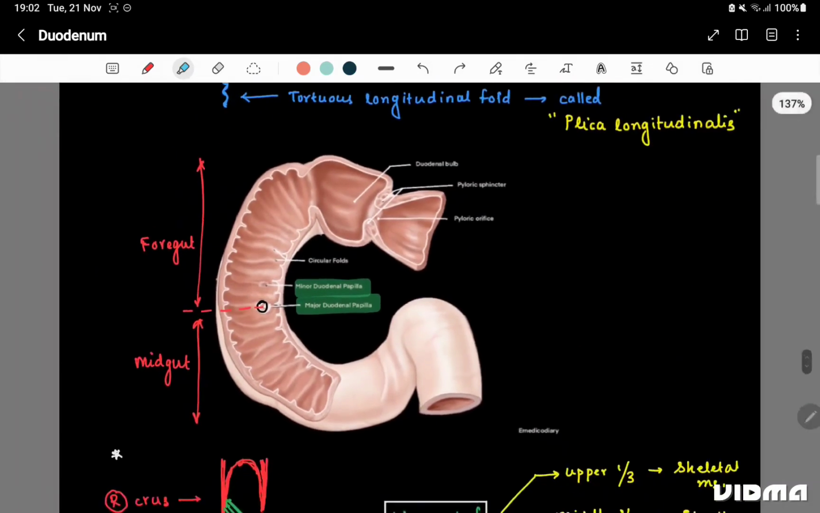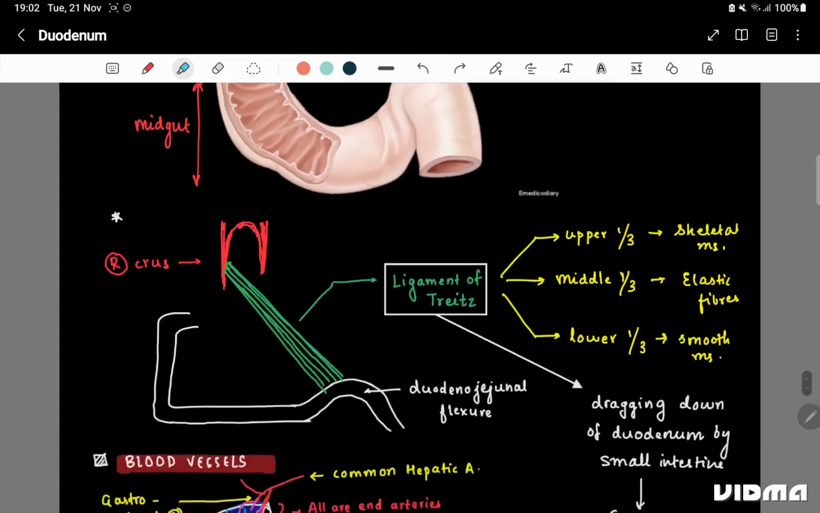So you can see all this foregut and midgut. From this major duodenal papilla, from this level, we call it foregut and midgut. So foregut and midgut we tell with respect to your major duodenal papilla, just at this level.